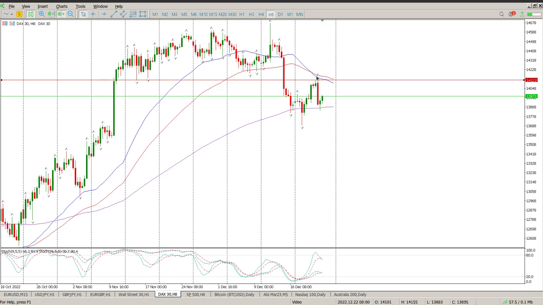So we have a rejection here of 14,129, but we are in between the moving averages. Whenever we're in between the moving averages, I tend to take everything with a pinch of salt because typically you either range or you go back above but below the moving averages.